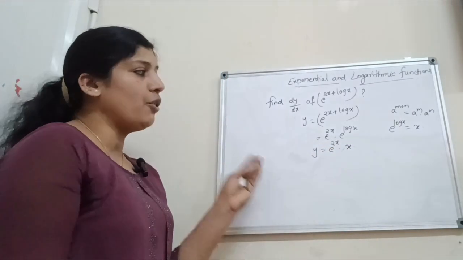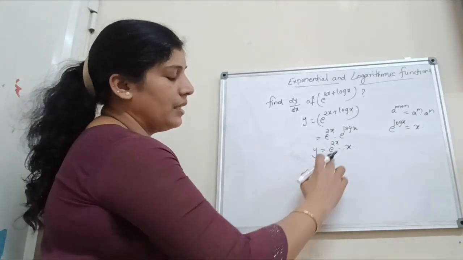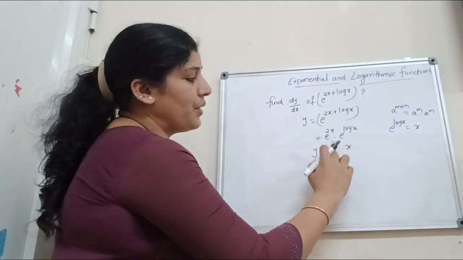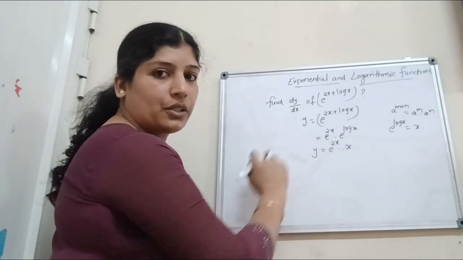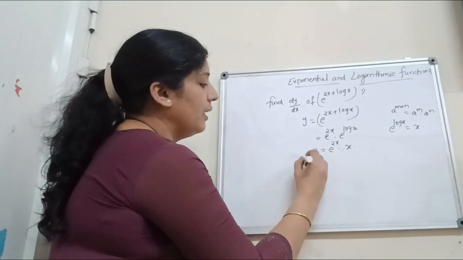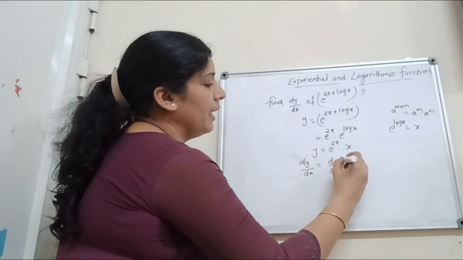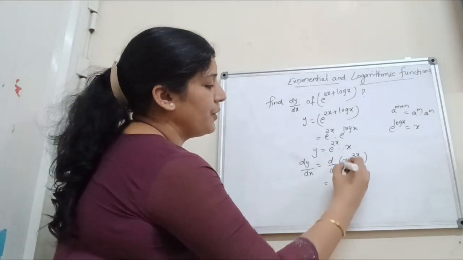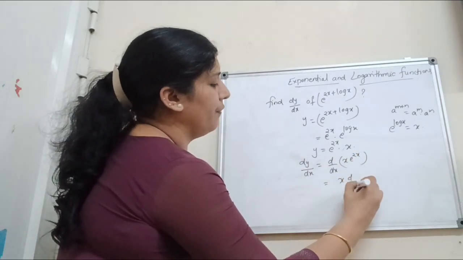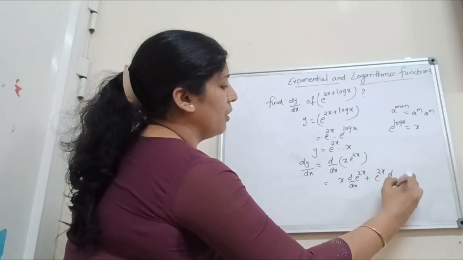Next, differentiate on both sides with respect to x. Here, we have to apply the product rule. That is, e raised to 2x into x: first function into derivative of second function plus second function into derivative of first function. That is, dy by dx equal to d by dx of x e raised to 2x. That is equal to, here, first function x into d by dx of e raised to 2x plus e raised to 2x into d by dx of x.